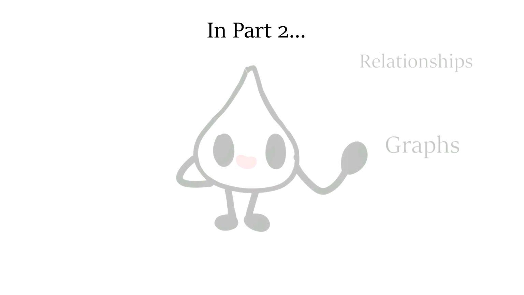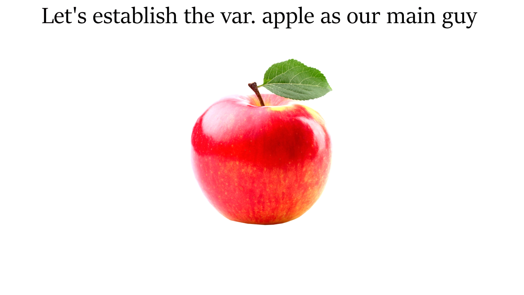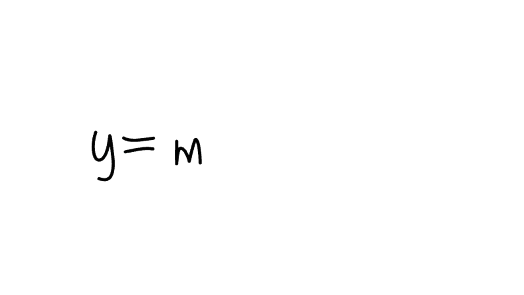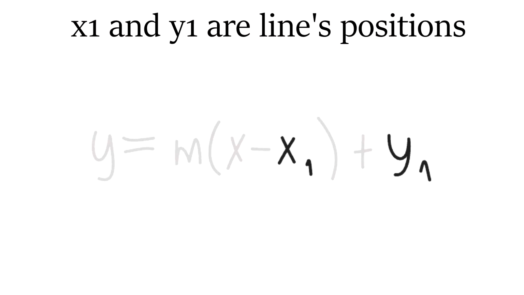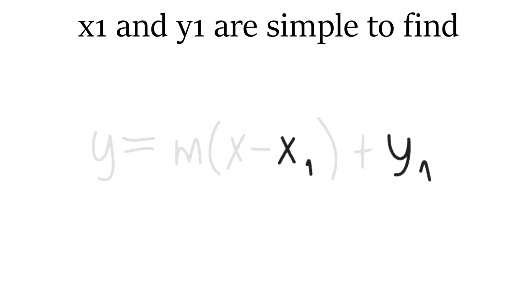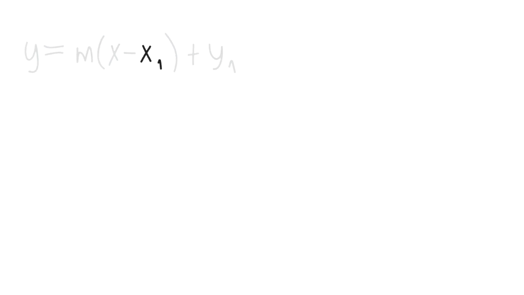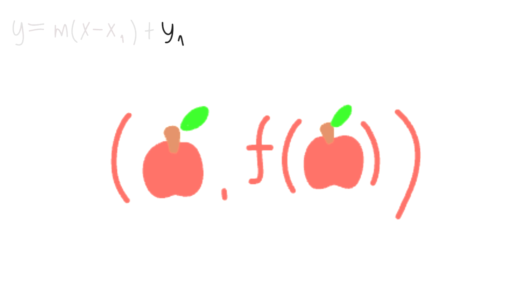In part 2, the start for us was to find the equation of a normal line, and again, let's establish the variable apple as our main guy. Remember that our normal line equation goes by the form y equals m times (x minus x1) plus y1, where y1 and x1 are positions and m is the slope. The positions x1 and y1 are simple enough. x1 is just apple and y1 is just the y value, f of apple, alright?